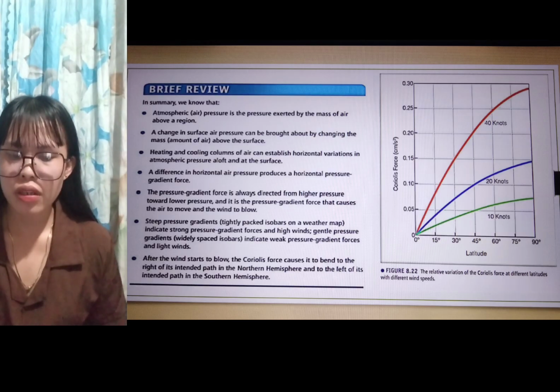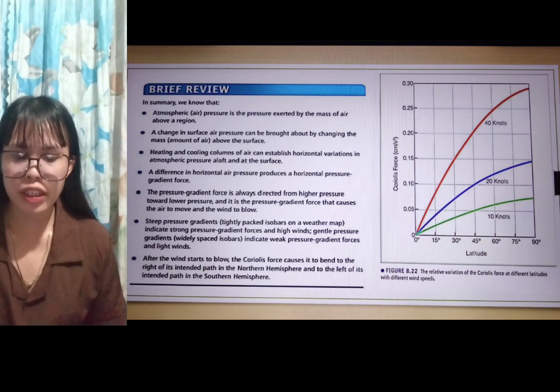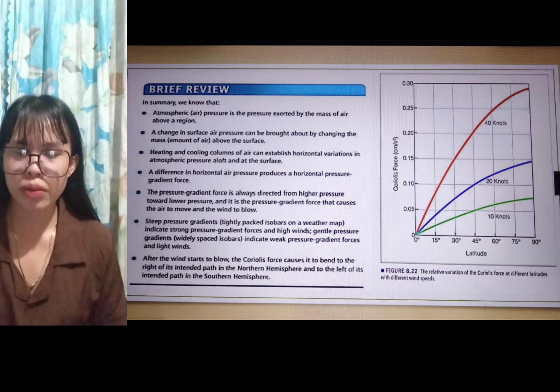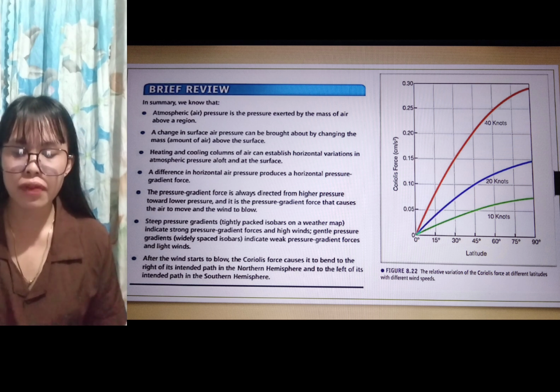So a brief review. Atmospheric air pressure is the pressure exerted by the mass of air above a region. A change in surface air pressure can be brought about by changing the mass amount of air above the surface. Heating and cooling columns of air can establish horizontal variations in atmospheric pressure aloft at the surface. A difference in horizontal air pressure produces a horizontal pressure gradient force. The pressure gradient force is always directed from higher pressure towards lower pressure. And it is the pressure gradient force that causes the air to move and the wind to blow.